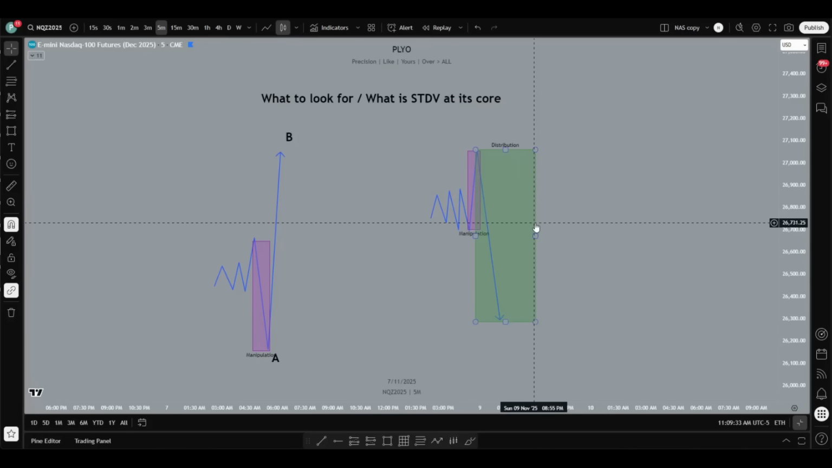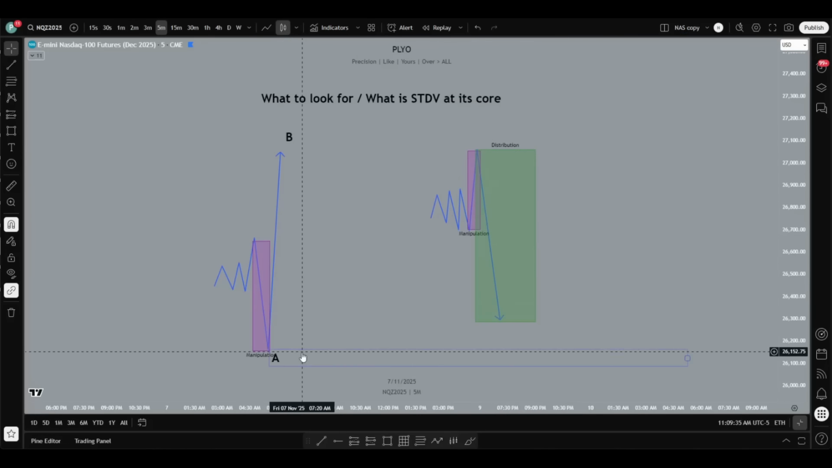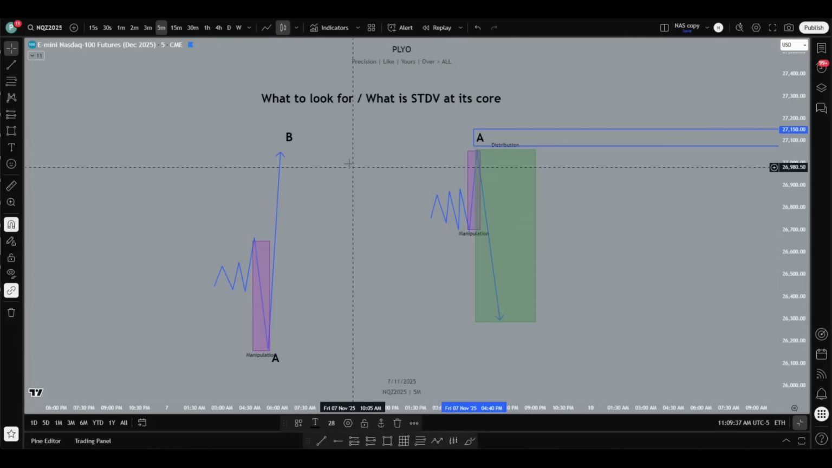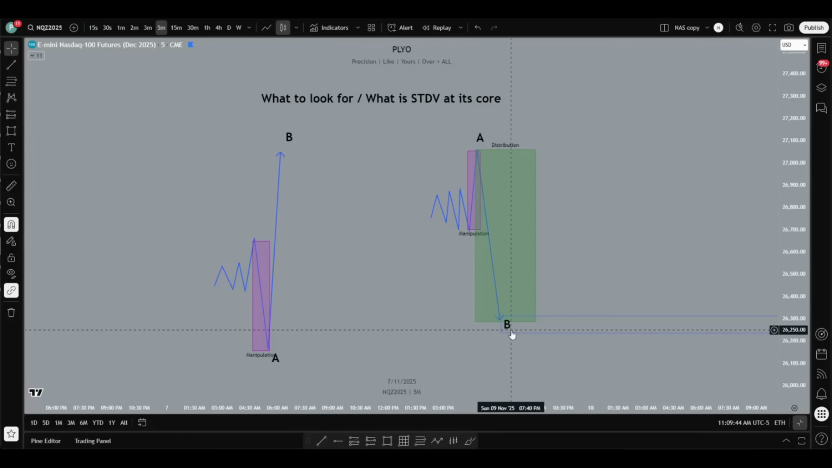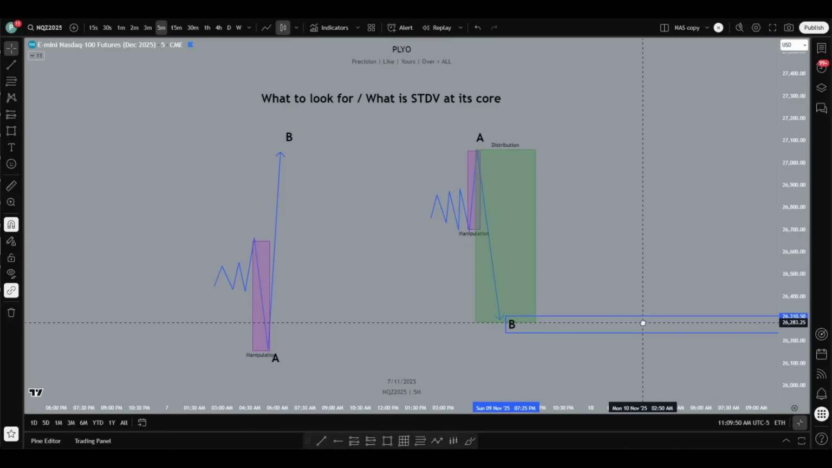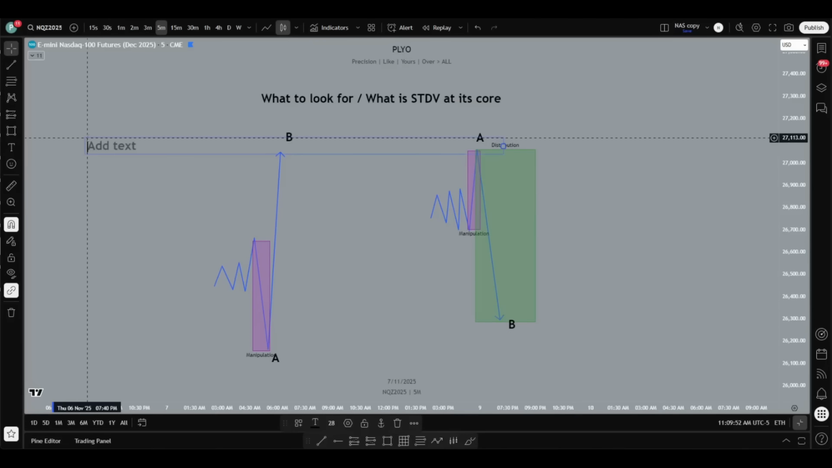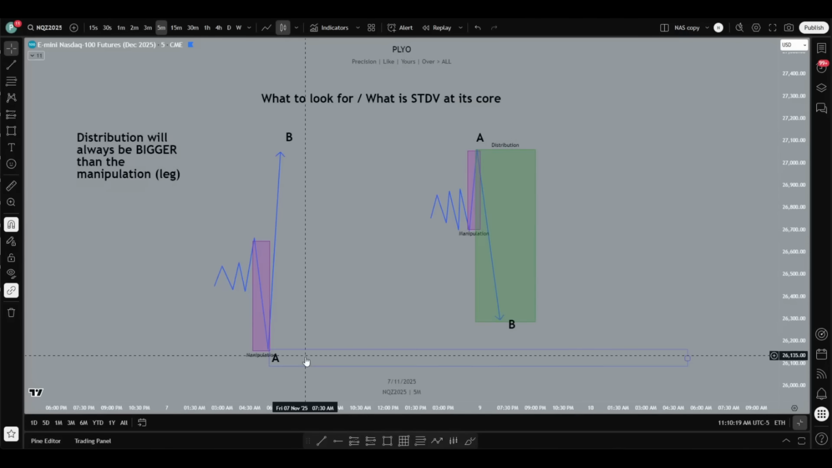This would be our point A to try to get to point B. So yeah, we're trying to get from point A to point B here in a bearish example, and the distribution will be always bigger than manipulation. Okay, so I'm actually going to write that part down too because it's extremely important. The distribution phase will always be bigger than the manipulation, or just the manipulation leg.